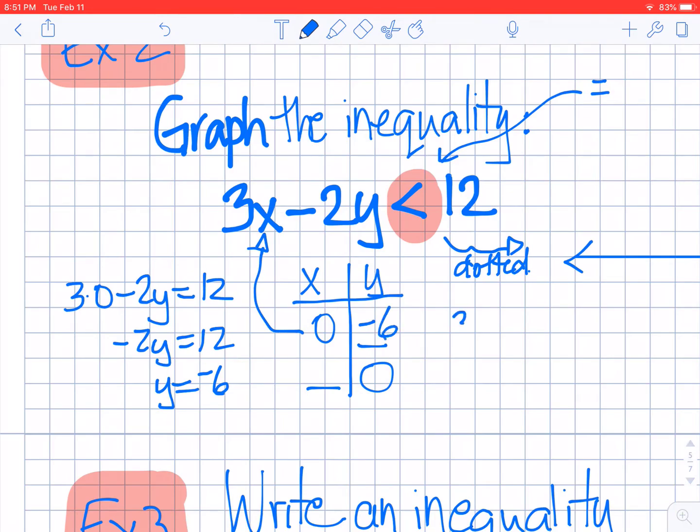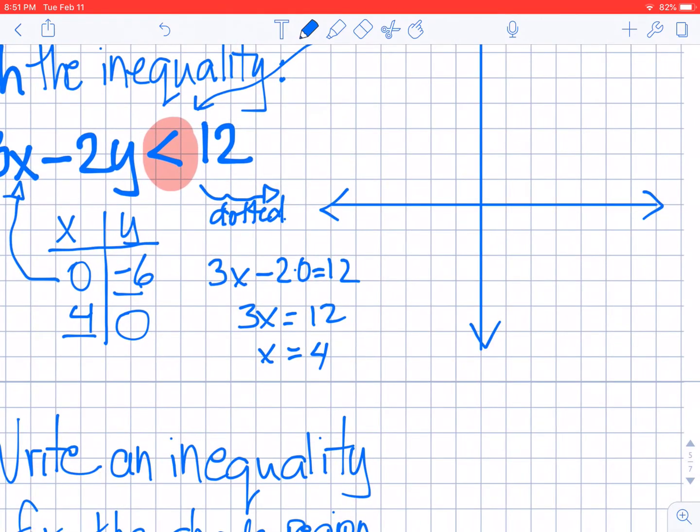Doing the same thing, this time for the y, plugging in the 0 in the y spot, we get 3x minus 0 equals 12. Oops, again, forgot to change that to an equal sign. And we get x is equal to 4, after dividing by 3. So now I have my 2 points, 0, negative 6, and 4, 0.